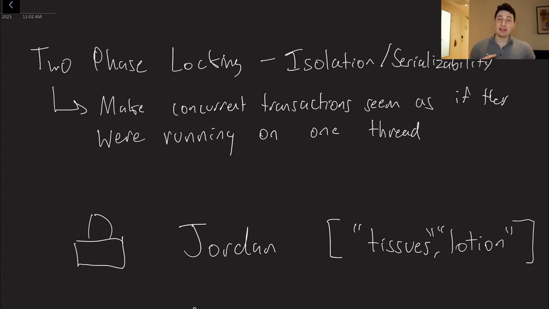Typically, two-phase locking is something that has been used in the past because actual serial execution wasn't feasible, CPUs weren't fast enough, and so you'll see this in a lot of traditional SQL databases.